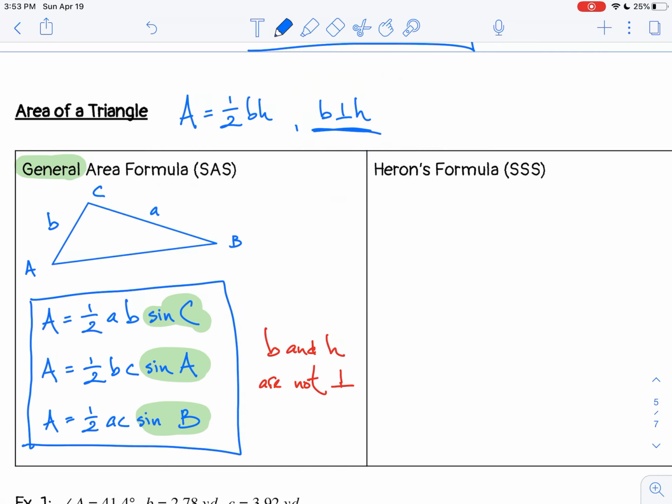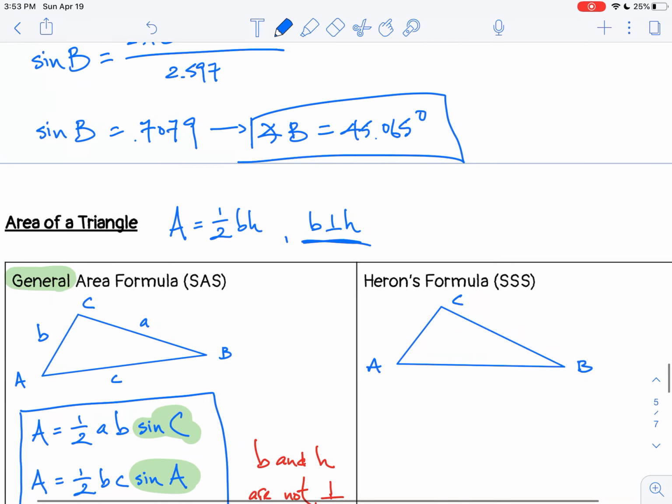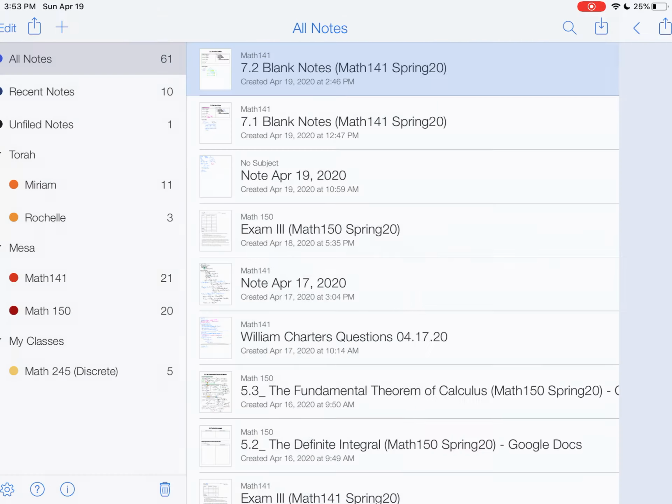All right. Now, there is another formula. Let's say we have the same kind of triangle, but this time we don't know any of the angles. We only know the sides. We only know little a, little b, and little c.